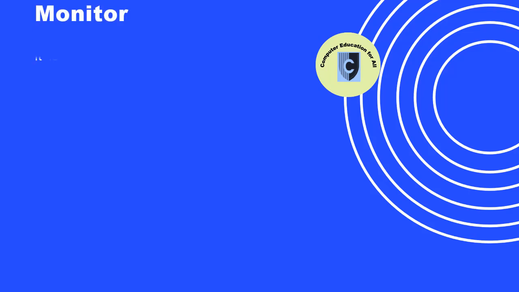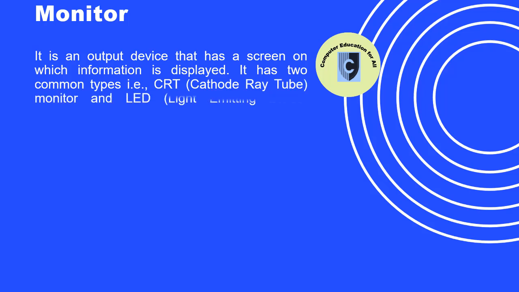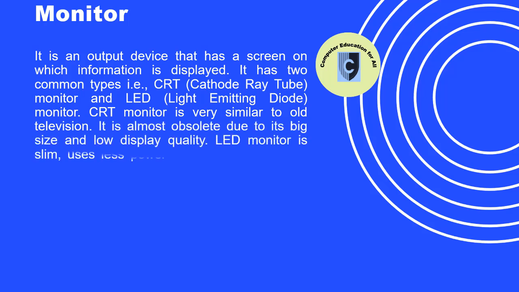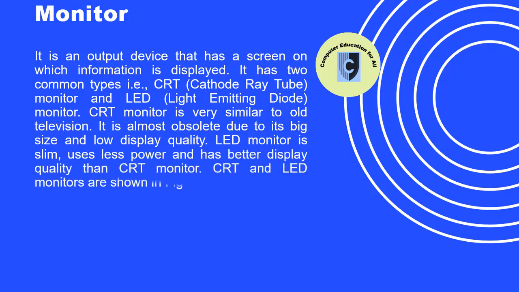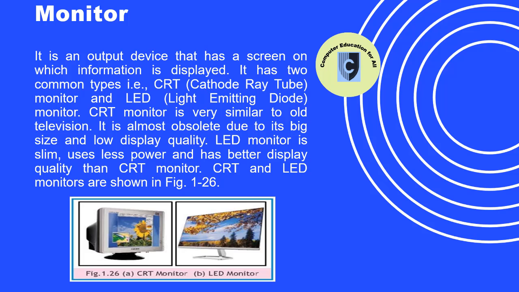It is an output device that has a screen on which information is displayed. It has two common types, i.e., CRT (cathode ray tube) monitor and LED (light emitting diode) monitor. CRT monitor is very similar to an old television. It is almost obsolete due to its big size and low display quality. LED monitor is slim, uses less power, and has better display quality than CRT monitor. CRT and LED monitors are shown in Fig. 1.26.